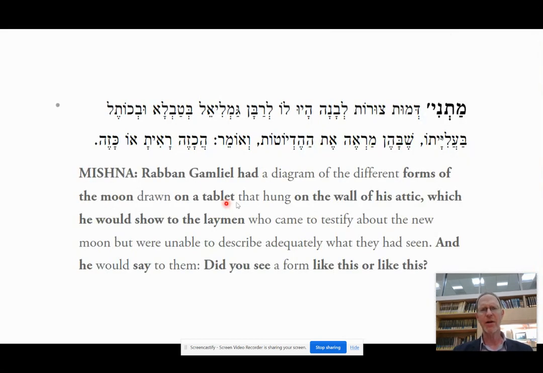We had this case of Rabban Gamliel who had a diagram of different forms of the moon on a tablet that hung from his attic. He would show it to lay people who came to testify about the new moon, so they were able, and he would say, did you see the moon like this or the moon like this? Big problem. What was the big problem we talked about in class of Rabban Gamliel having something like this?